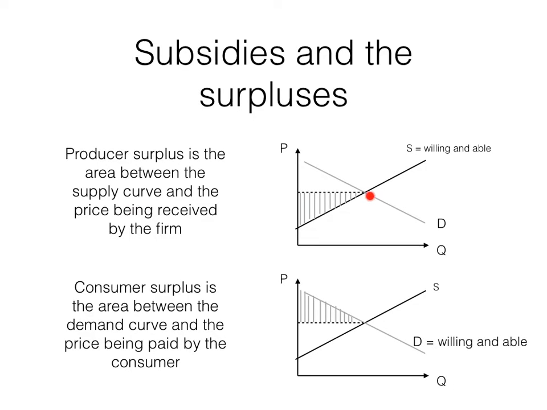So up here, if this is an equilibrium, this is the price the firm receives. This is what they're willing and able to supply at, and so the difference each time they supply is known as their surplus, and the consumer basically the same. They are willing and able to demand up here, that gives them their benefit. They have to pay a price here, and so the difference is the consumer surplus.